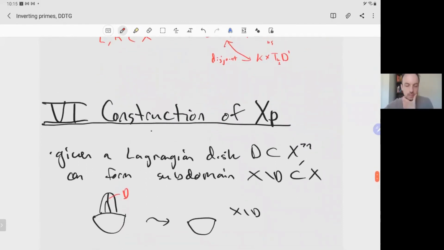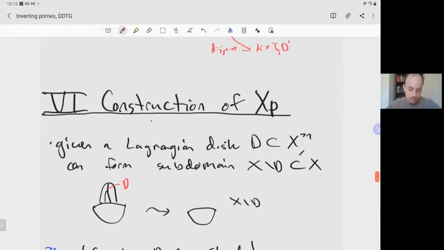And the idea is that you should view an arbitrary Lagrangian disk as the co-core of some index n handle. And then this carving out operation is going to just remove that handle, and that's going to be the subdomain that you get. So to form subdomains, you want to look for Lagrangian disks. That's the point.